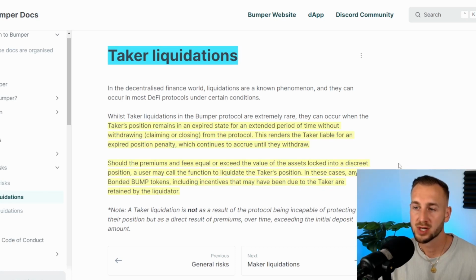There are liquidations possible for both the takers and the makers. On the taker side, so those who wish to take out a policy, say they have a policy that expires and they don't do the claim, renew, or closing of the position, this renders the taker liable for an expired position penalty. And it says this will just continue to accrue if they don't withdraw. Then should the premiums and fees equal or exceed the value of the tokens, then someone can actually call a function to liquidate the taker's position. And in this case, they receive the bonded bump tokens and any incentives that were due to that taker.